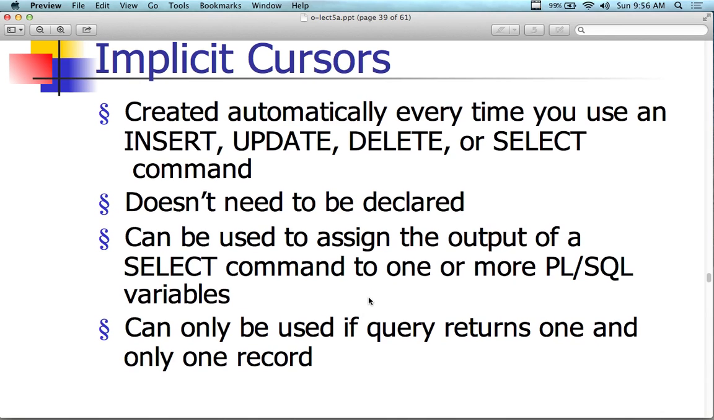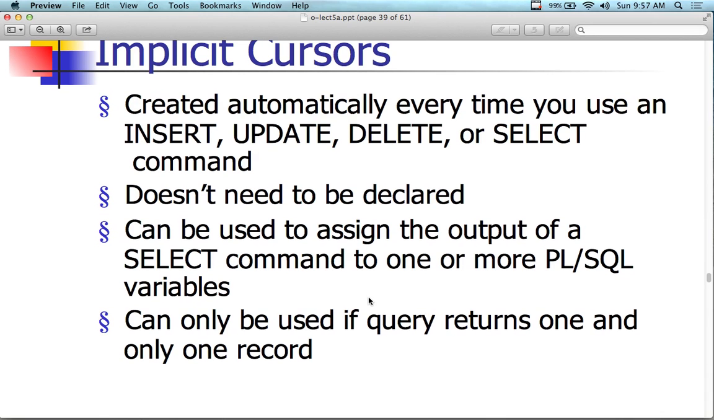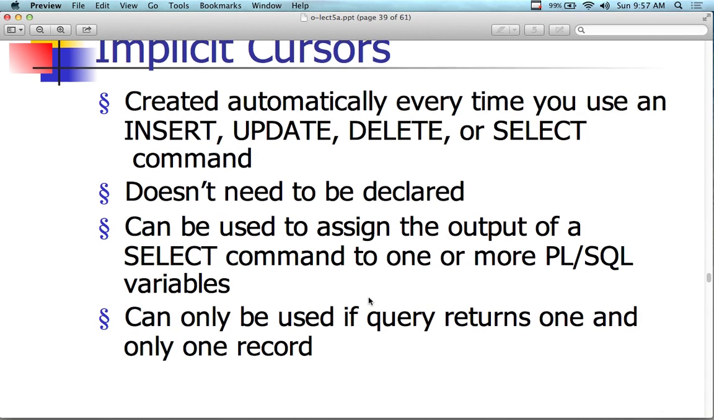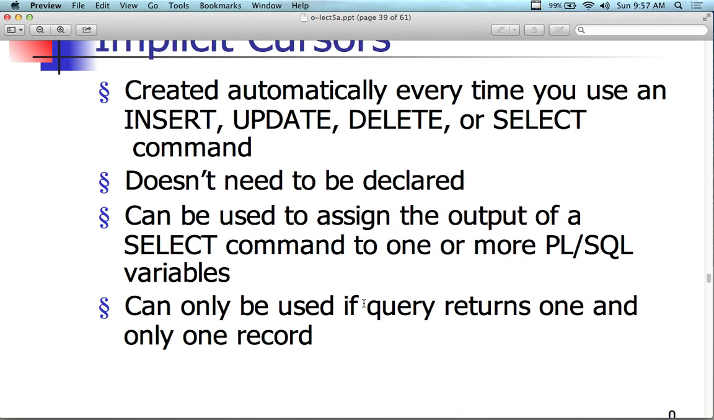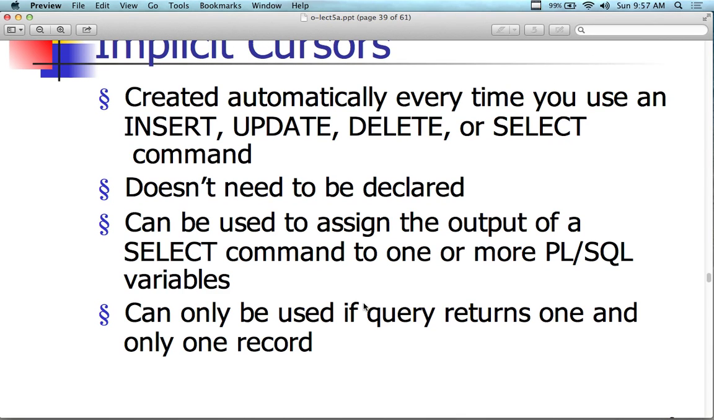Implicitly does not need to be declared. So far you haven't created any cursors in any of the SQL work that you've done. Same concept, by the way, exists in MySQL as it does in Oracle. It can be used to assign the output of the select command to one or more PL/SQL variables. So in PL, we're using it to say, hey, this variable is going to be equal to this cursor.